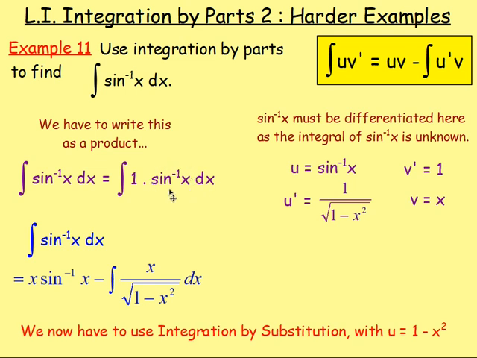So we need to differentiate that. So differentiate sine to the minus 1 of x and integrate the 1. Doing that, this is what you would get. And what you'll notice is that even though we're using integration by parts, further on we'll find we have to use another method. We have to use integration by substitution to integrate this part here.